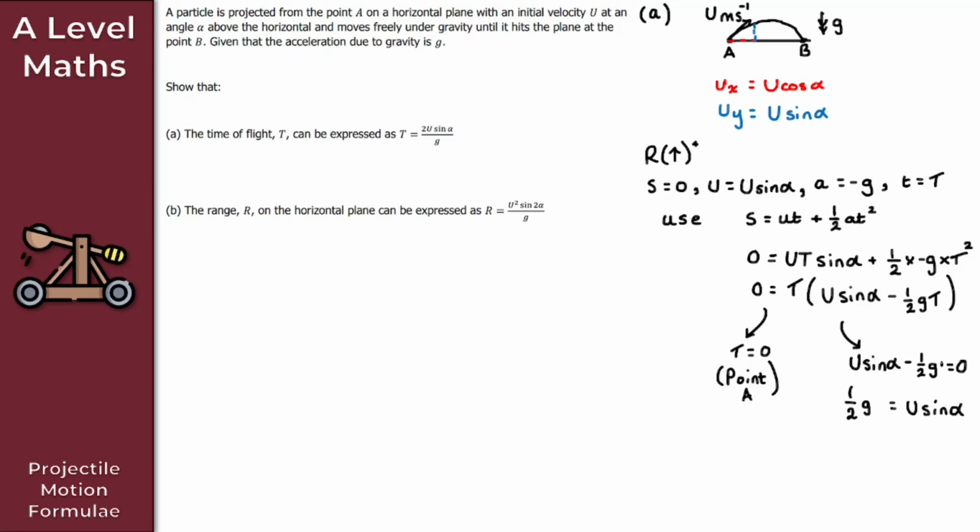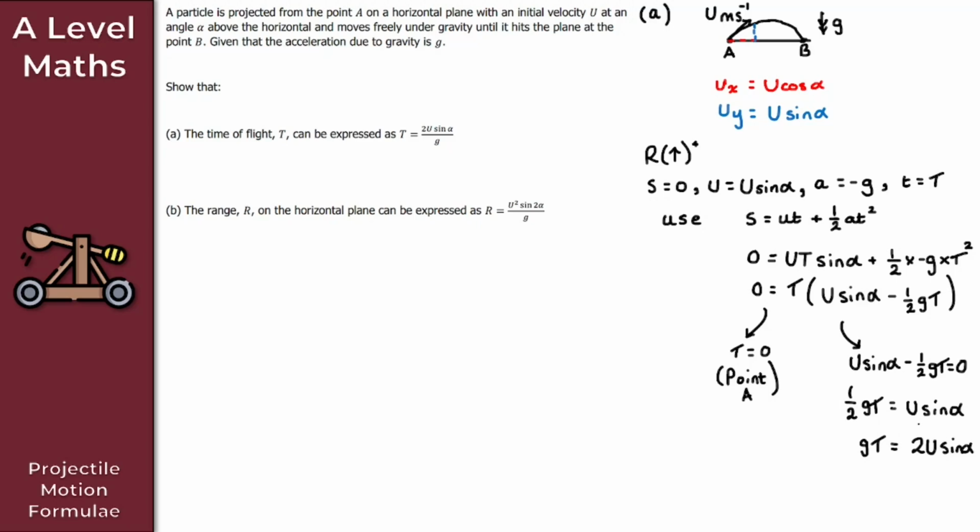So minus a half GT, same again here, like so. Now we want T equals 2U sine alpha over G. We're getting pretty close, right? So the first thing I can do then here is times 3 by 2. So I get GT is equal to 2U sine alpha. And then finally, since we want T here, just divide both sides by G.